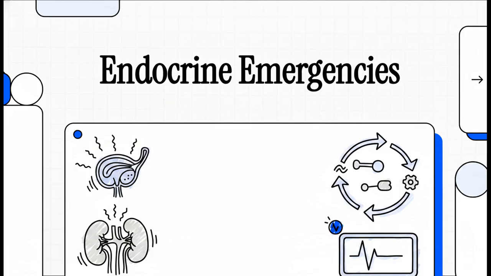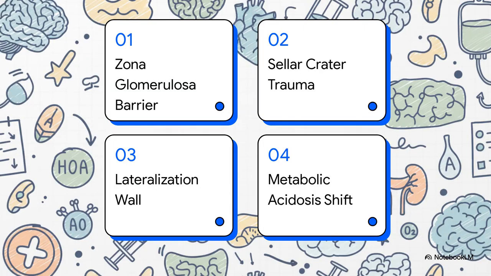So today, we're going to break down the exact structural and metabolic pathways you absolutely need to master to spot the signal through all the noise and ultimately rescue these patients. So here's our clinical roadmap for today's Explainer. We'll start with the zona glomerulosa barrier, then we'll move anatomically up to the brain for sellar crater trauma, dive into the lateralization wall, and finally close out with a crucial executional pearl, the metabolic acidosis shift.